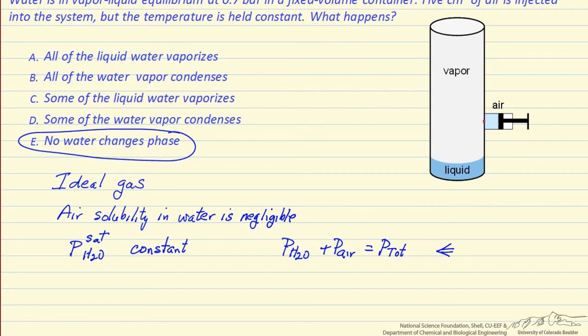Now, it's important to keep in mind that this is a constant volume system. We have to look very differently if the system were at constant pressure.